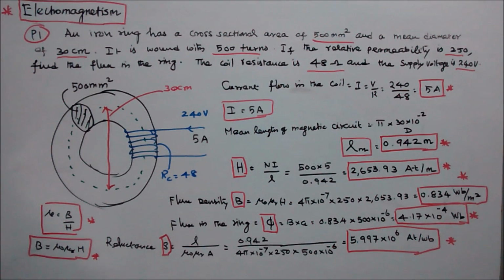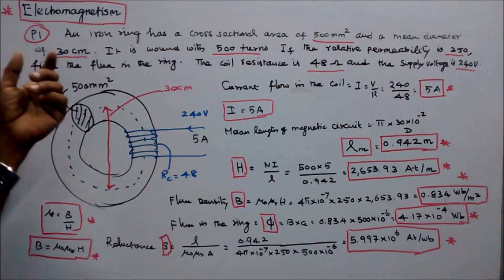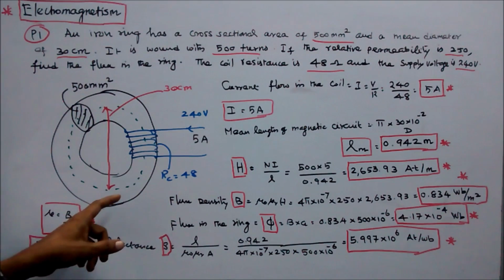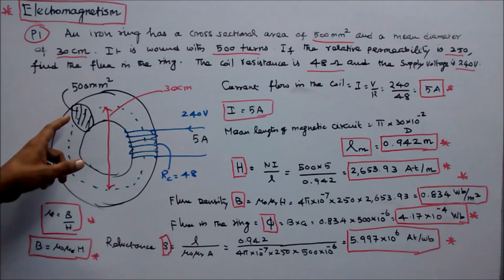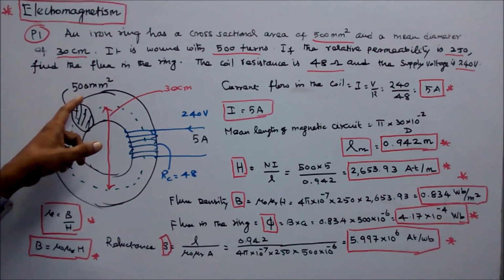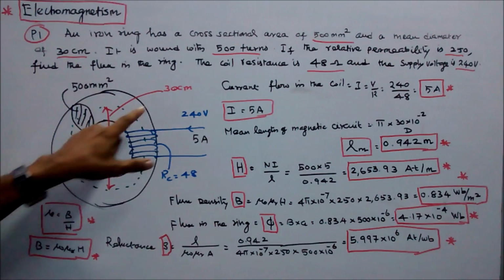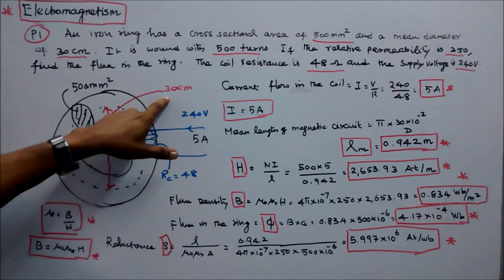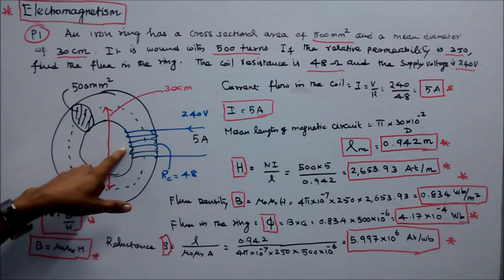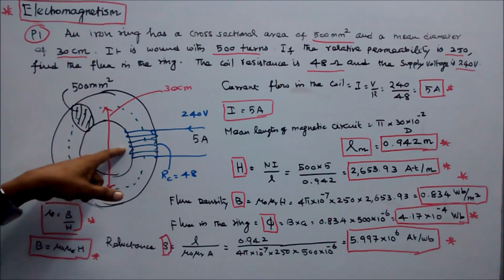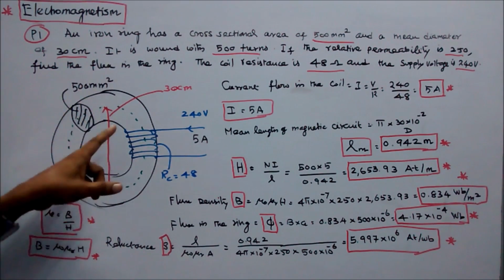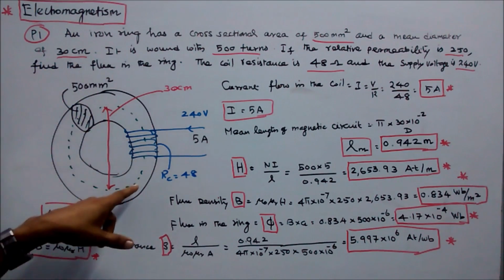In this class, we will work out 5 problems in magnetic circuits. Problem number 1. An iron ring has a cross-sectional area of 500 mm square and a mean diameter of 30 cm. It is wound with 500 turns. Its relative permeability is 250. Find the flux in the ring.